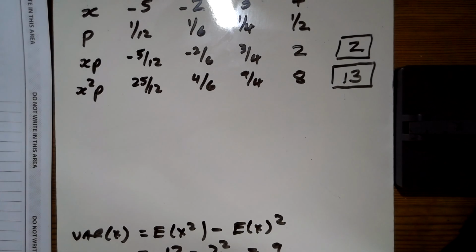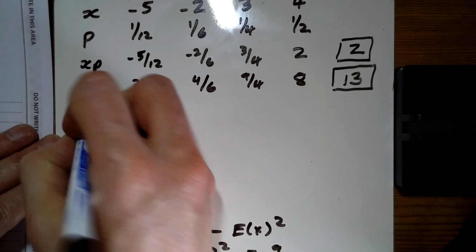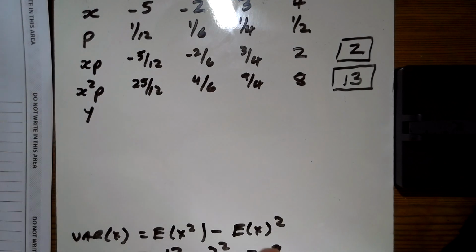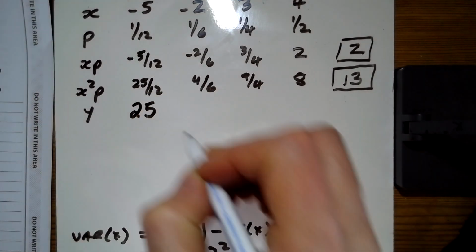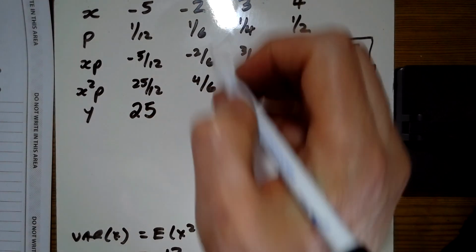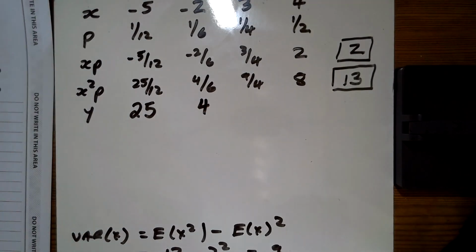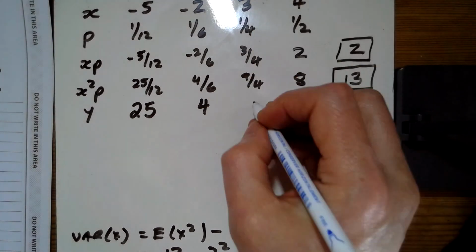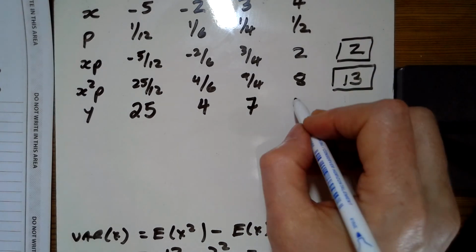Right, so part B. When x is negative, y, this is why I wanted the extra space, because I wanted to do y here. Y is equal to x squared. So x squared there is 25. x squared there is 4. But when it's positive, it's equal to 3x take away 2. So 3 3's take away 2 is 7. And 3 4's take away 2 is 10.